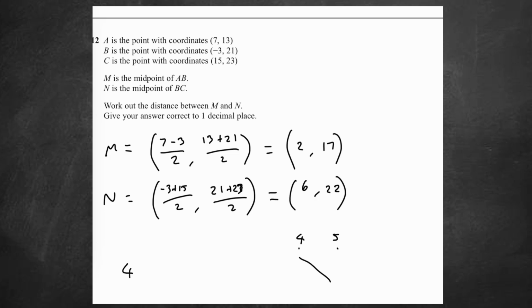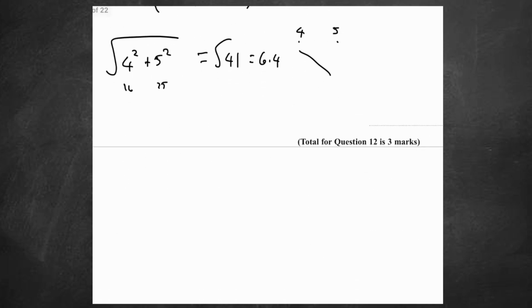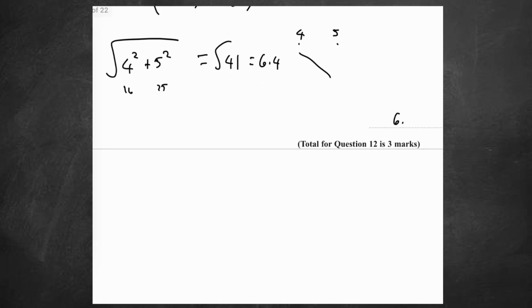So we need to do 4 squared plus 5 squared, square rooted, which is going to be the square root of 41, as that would be 16 and 25. And the square root of 41 on my calculator is just 6.4. And they want it to 1 decimal place, so that is all we need to put.